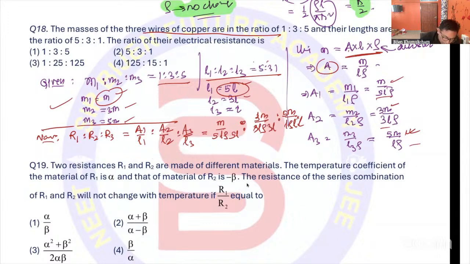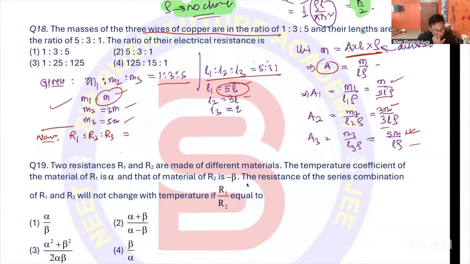I made a mistake here. Let's do one thing. I'm going to remove all the common terms in the ratio. Resistance is L by A. We have L1 by A1 is equal to L2 by A2 is equal to L3 by A3.